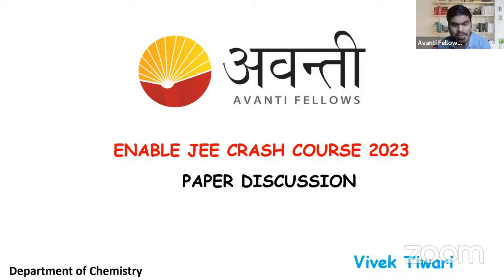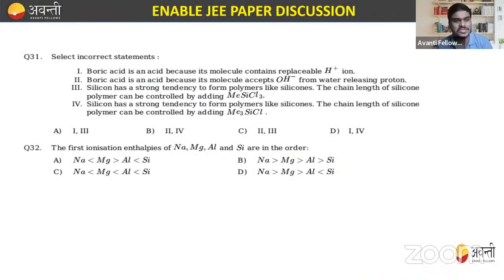That is the paper discussion. And this is, I guess, your second paper of JEE, right? I hope you all gave your paper with good revision. So let's start. As the first question, that is question number 31 from chemistry: select the incorrect statement. This question asks, out of these four statements, which one is incorrect? And this is an easy question. I guess many of you can do this type of question very easily.